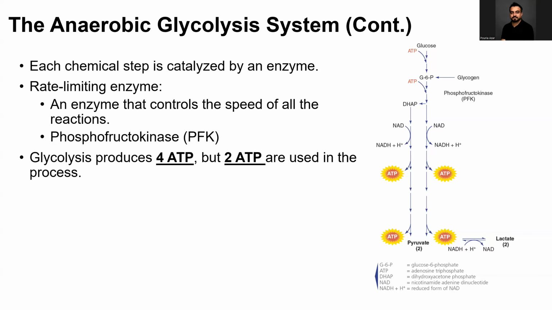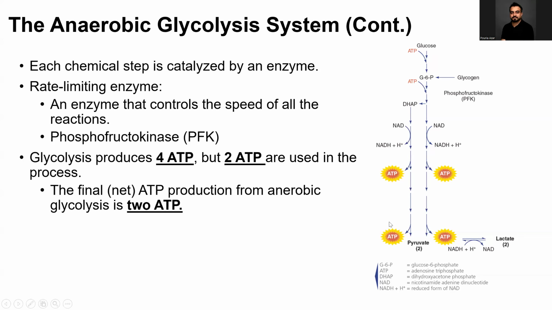Glycolysis produces 4 ATP, but 2 ATP are used in the process. So again, you can see the ATPs highlighted in red. Those are the ATPs that are used by the glycolysis system at the top of the chemical reaction on the right side of the slide. So glycolysis uses 2 ATPs, but at the end it produces 4 ATPs. So the final or net ATP production from anaerobic glycolysis is 2 ATP molecules.